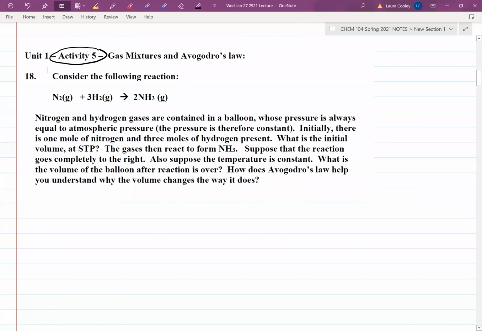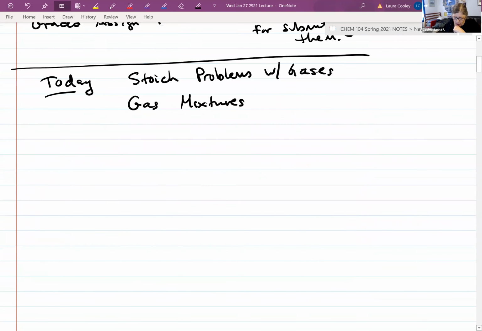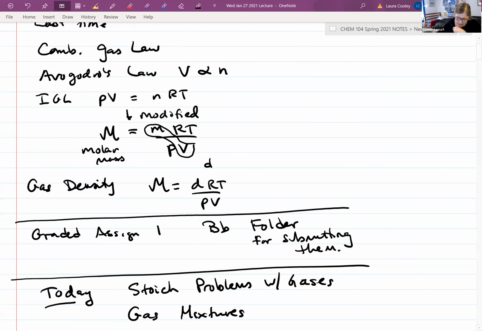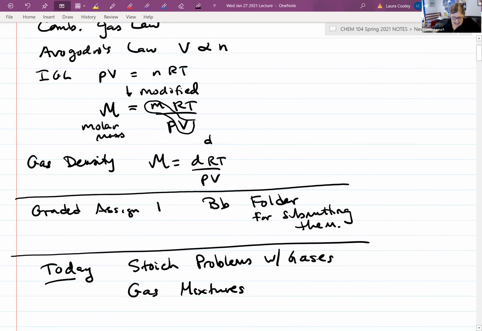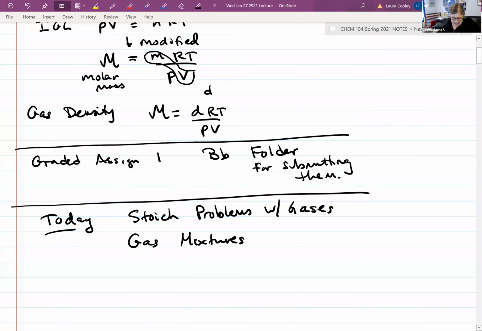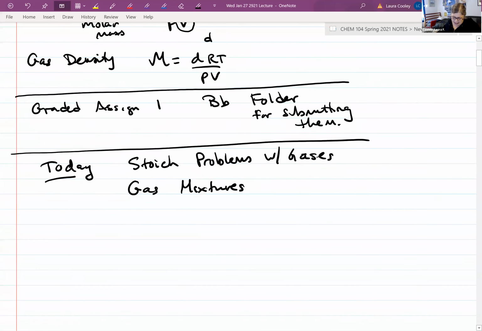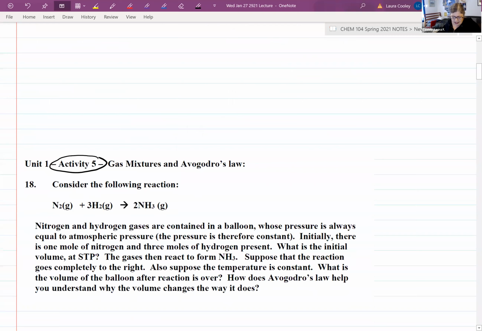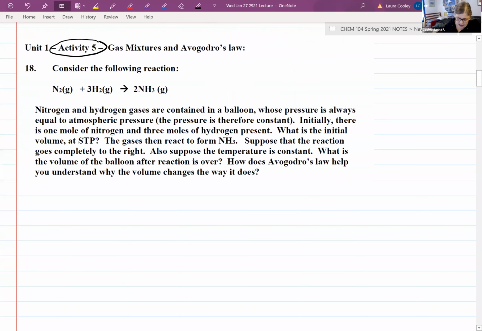All right, well, I just went over what I did in class last time, which was maybe mostly in a video. And I covered the combined gas law, Avogadro's law, and ideal gas density. Sorry to go through this so fast, but I already said all this. So we're going to be doing stoichiometry problems with gases. And the first one we'll work on is activity 5, number 18.